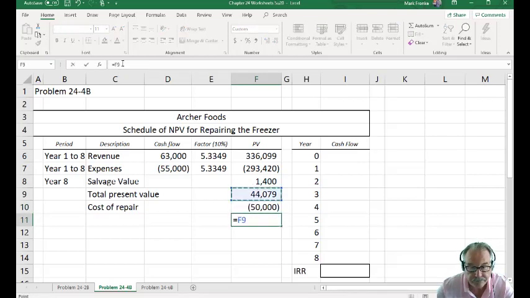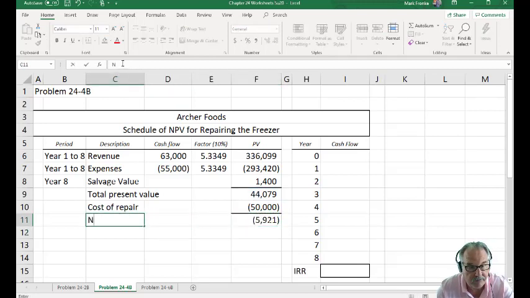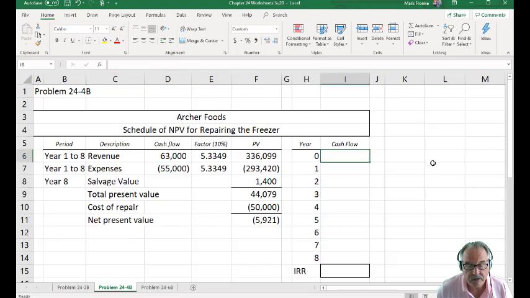So we have a negative net present value, which means that this project, repairing the freezer, doesn't have an internal rate of return that's higher than 10%. That's what that negative 5,921 means. And we can prove that by scheduling out these cash flows.